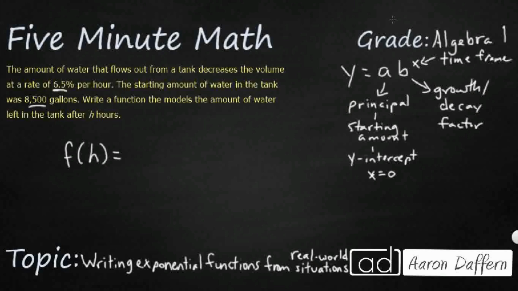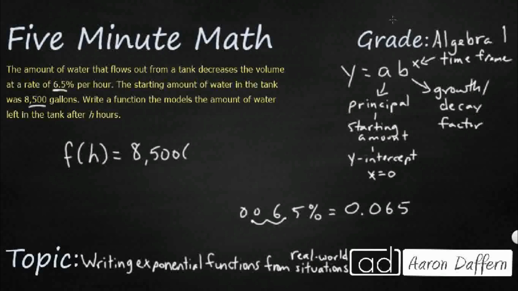equals, remember, a is going to be our principal, starting amount, it's the y-intercept. So when x equals 0, at 0 hours, what do we have? Well, they gave it to us, 8,500. All right, so the only tricky part, if there is going to be one, is finding this growth or decay factor. So it's 6.5%. We need to do two things. First, we need to change that into a decimal. So that is going to be, move it over twice, or divide by 100. 0.065. Now that's the decay factor.